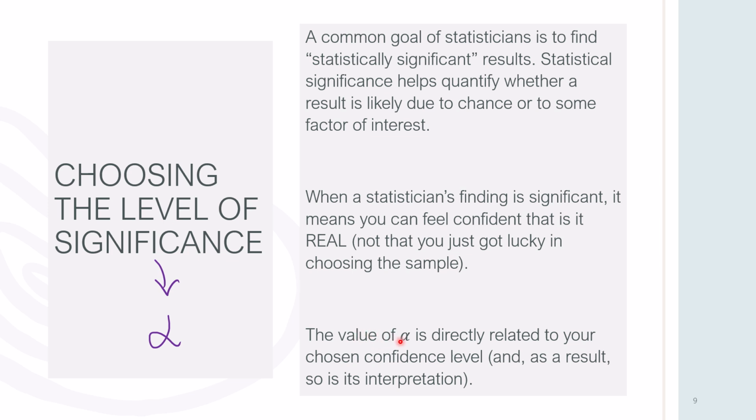Right, so the value of alpha is directly related to your chosen confidence level, and so is its interpretation. So again, if you remember our interpretation of confidence level, if we said we are 95% confident that the true population mean is between two values, we had a 5% chance that we were making a mistake. And so that is the interpretation of alpha. Alpha is our chance of making a mistake.